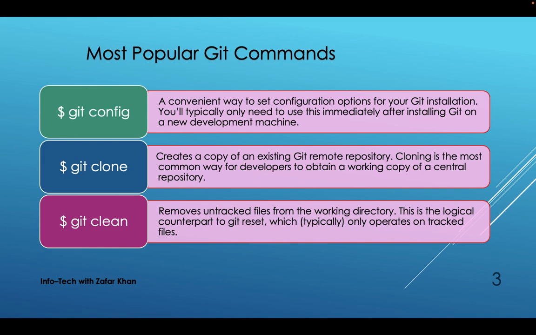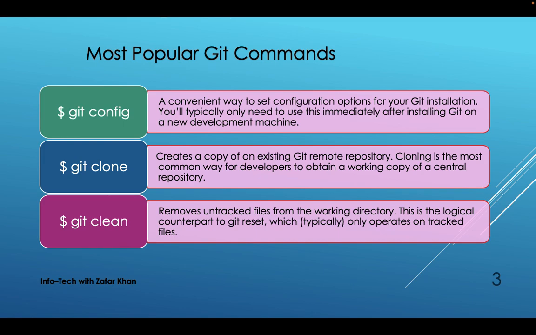The next one is git clone. Git clone basically creates a copy of an existing Git remote repository. Cloning is the most important way for developers to obtain a working copy of the central repository. A Git clone is a full copy of the repository including all logs and versions of files.